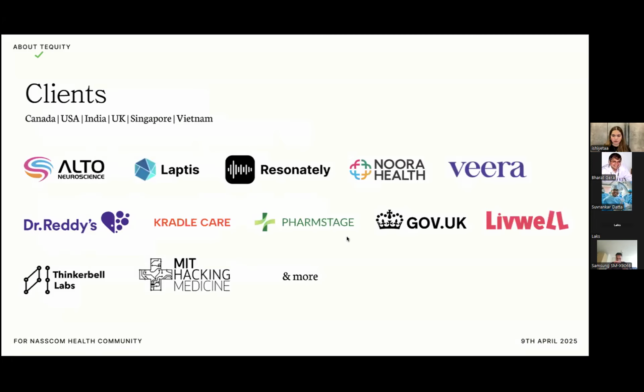We've worked with a bunch of clients, right from Alto Neuroscience, which is a precision medicine company in the US that recently IPO'd. Laptis is a drug rehabilitation aggregator in the US. Resonately is for audiologists. Nura Health is from the US, but very big in India now. Vera Health works with PCOS. We've worked with Dr. Reddy's, government of UK, MIT. All of these are clients that we've touched upon in healthcare across the segments that I mentioned earlier.